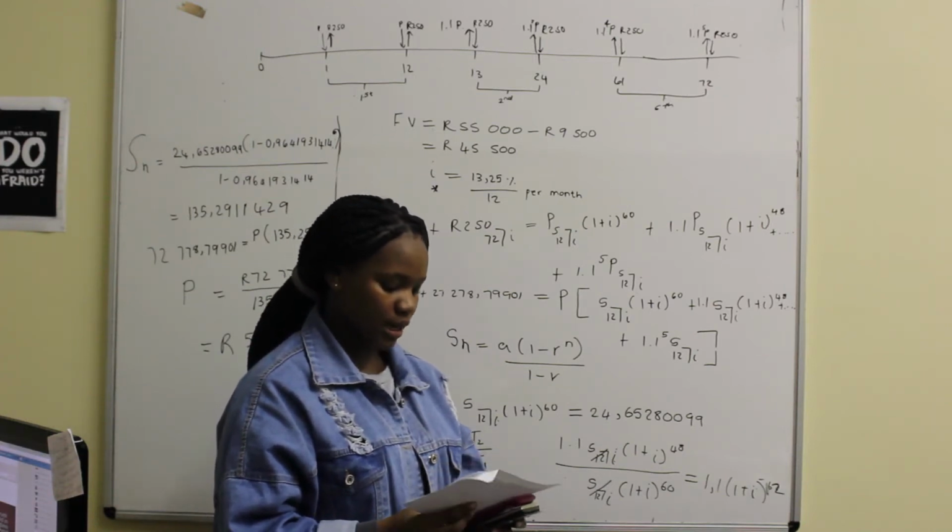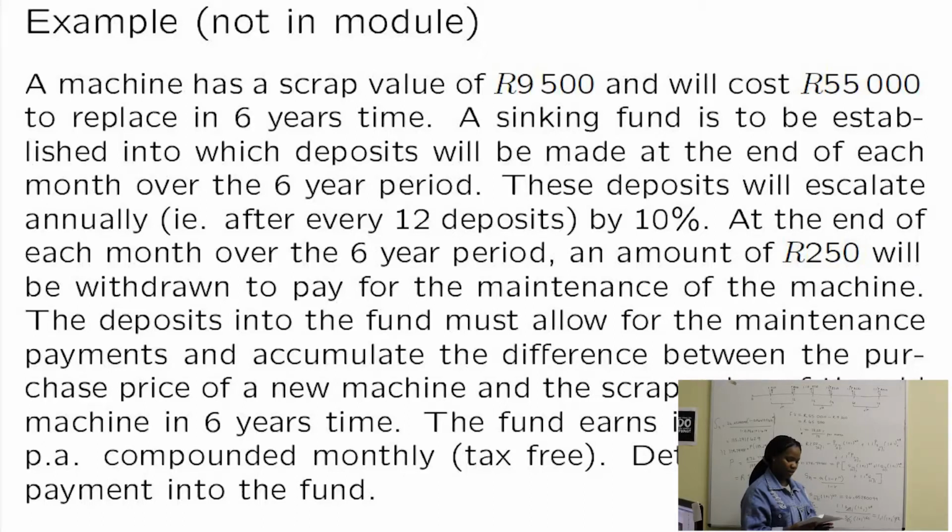The example reads as follows: the machine has a scrap value of 9,500 and will cost 55,000 to replace in 6 years' time. A sinking fund is to be established into which deposits will be made at the end of each month over the 6-year period. These deposits will escalate annually after every 12 deposits by 10%.